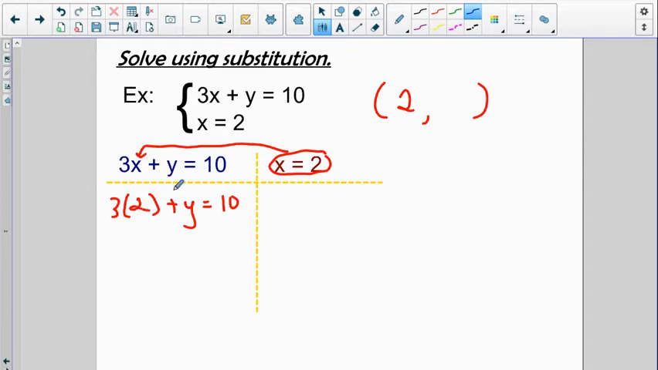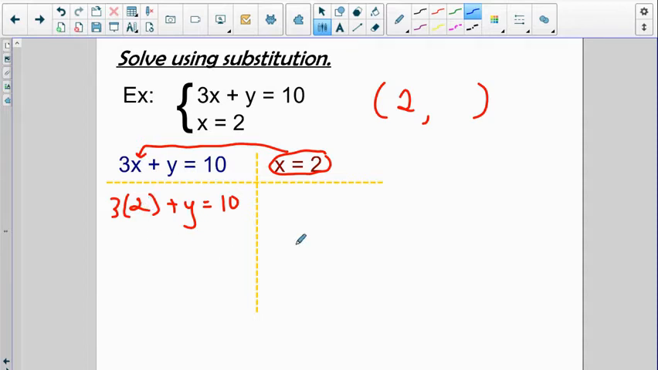I have to be careful here. I don't want to put a 2 in for y because I don't know what y equals. Nothing up here tells me what y equals. So I have to be careful to make sure I'm substituting the number into the correct variable. If x equals 2, I can only put 2 where the x was.